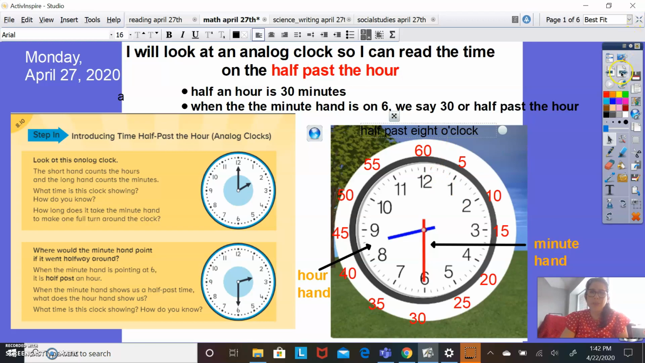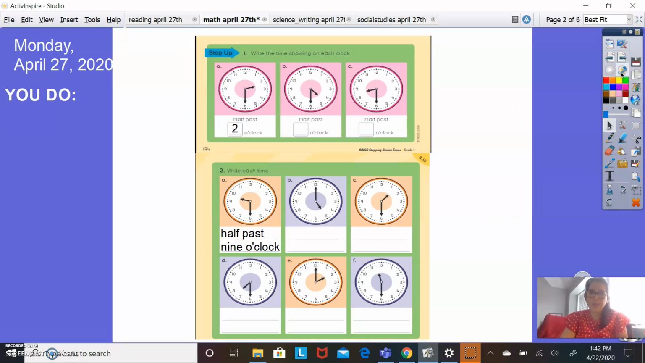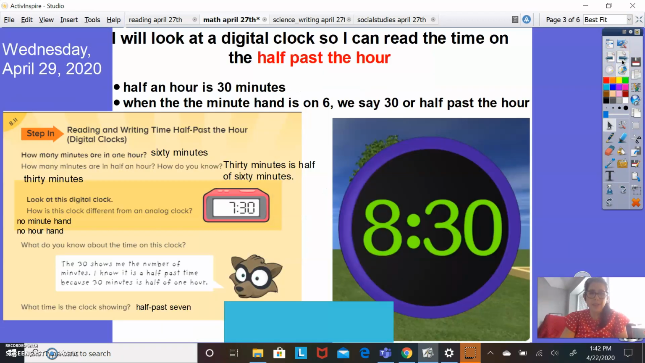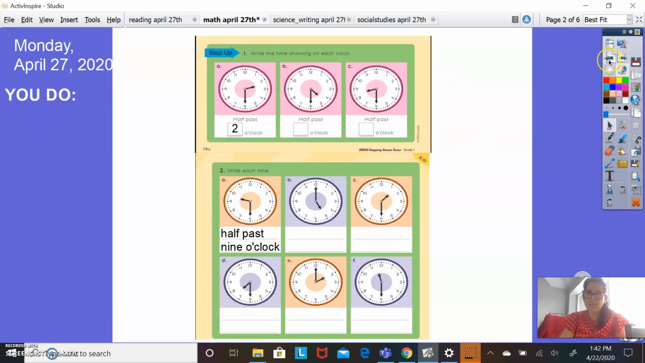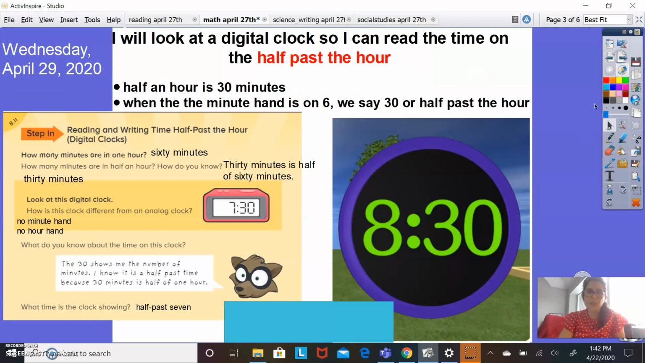Then we also talked about the digital clock, and we know that the difference between an analog clock and a digital clock is that the analog clock has these hands, the short hand and the long hand, which are the hour hand and the minute hand, but a digital clock shows the number in digits. We know the first number here represents the hour, and after the colon, this number represents the minutes.